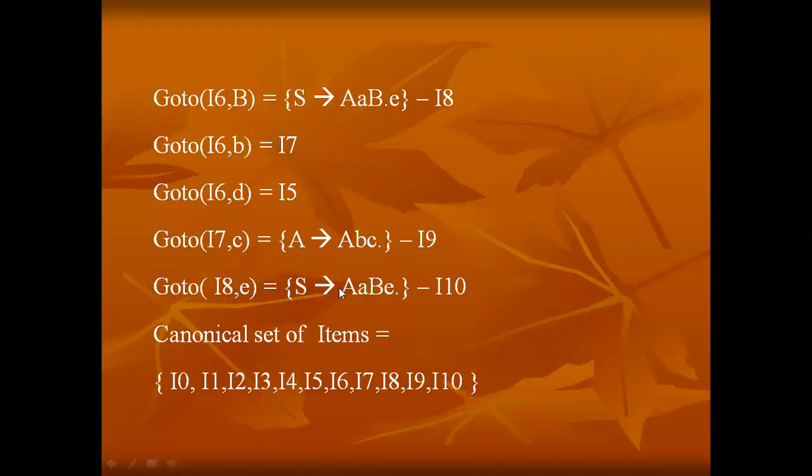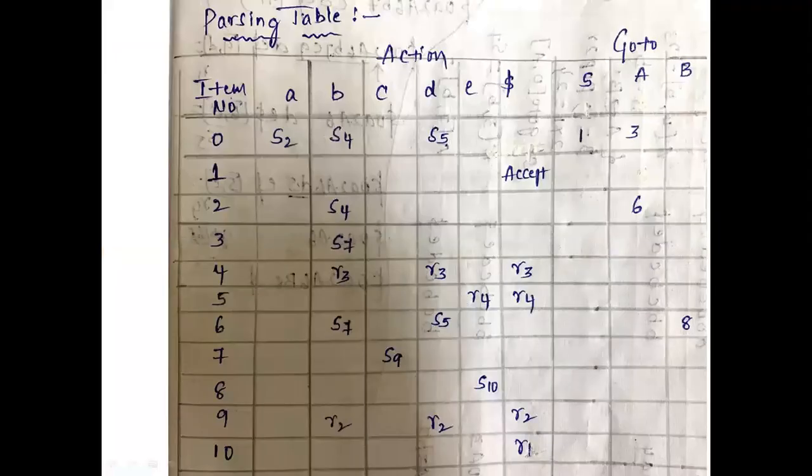I8 with E is I10. That means when representing in the table, it is I8 with E is S10. Right? Is it clear?